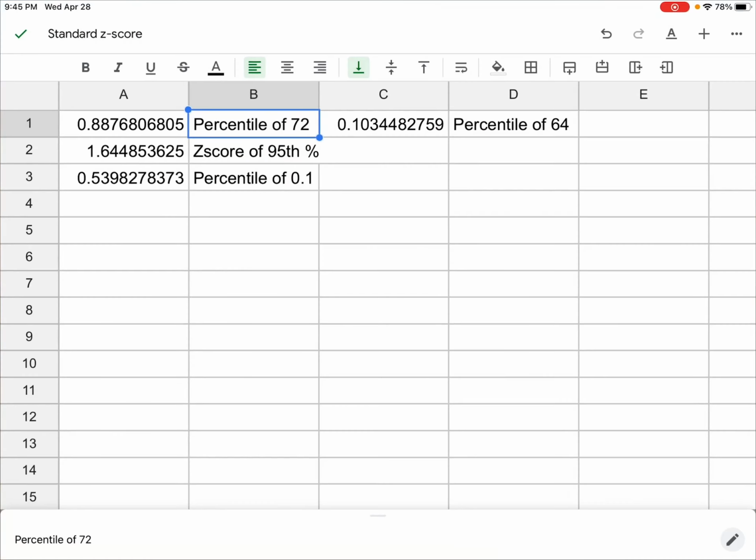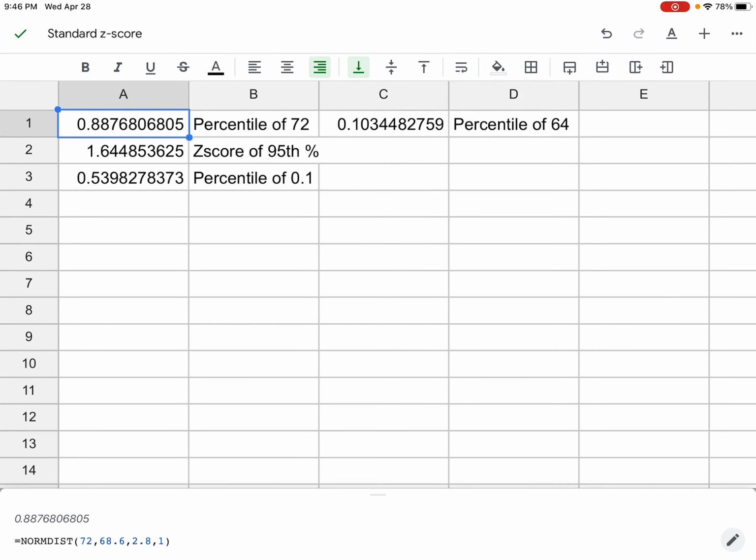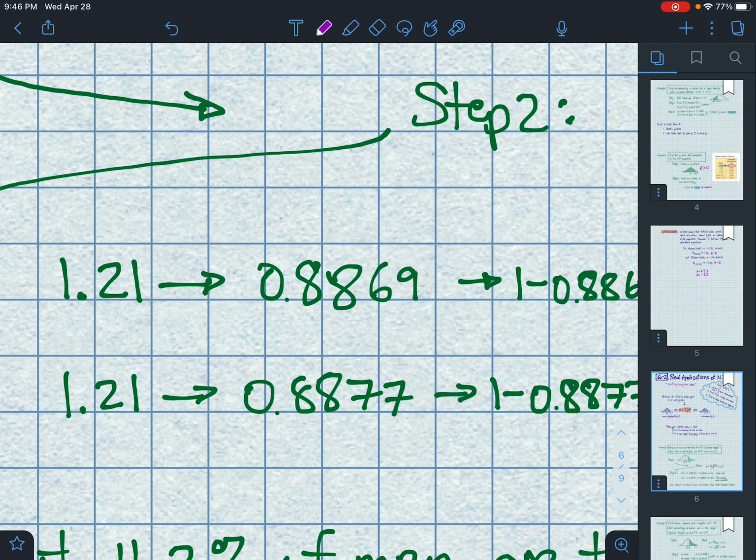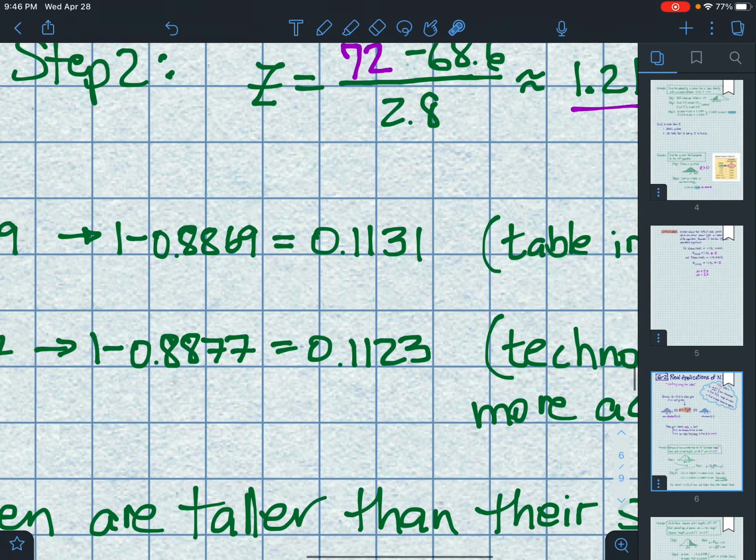I'm going to get 0.8877. So I go to my spreadsheet, and you can see I've typed in a formula. You can see on the bottom left corner, 72, 68.6, 2.8, and then always type in a 1 at the very end. That just tells it you're giving a cumulative total. So in cell A1, I have the percentile of 0.8877. Notice the values here are slightly different between the two. It's a little bit more accurate on the computer.